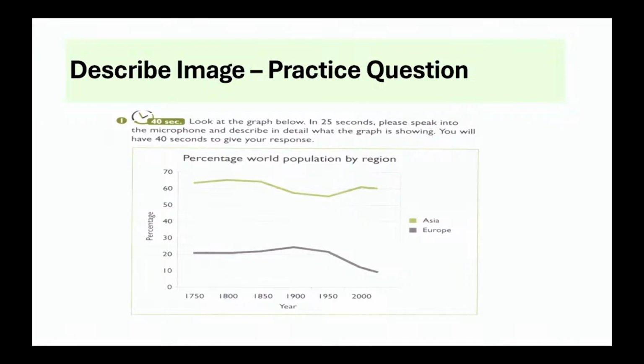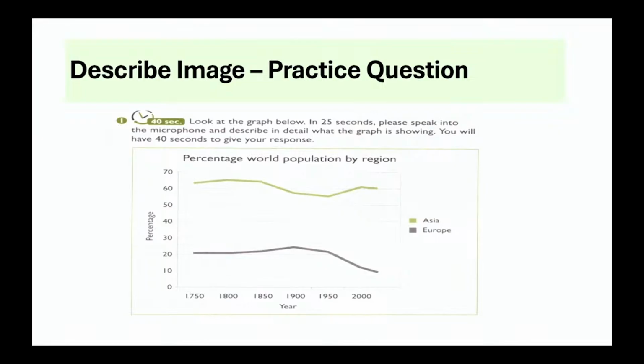So during the year 1800, you can say that Asia is highest during 1800, which was more than 60%, and it was lowest in 1950, which is under 60%. Then talk about the other category. So that is our sentence number 4.